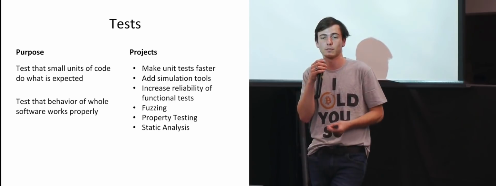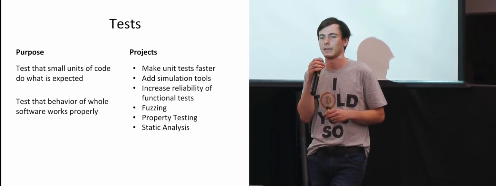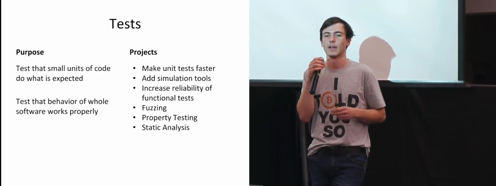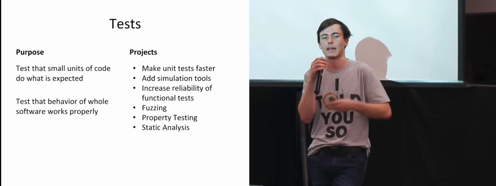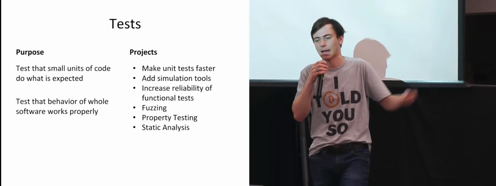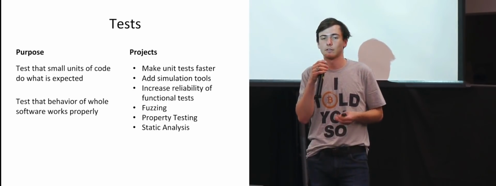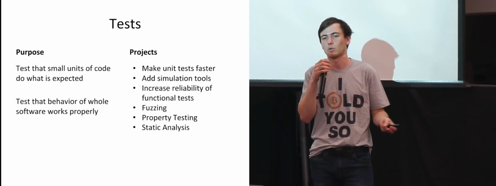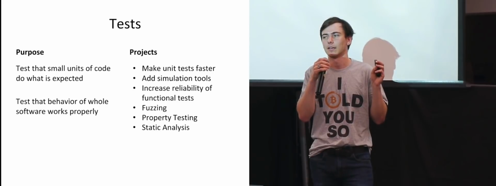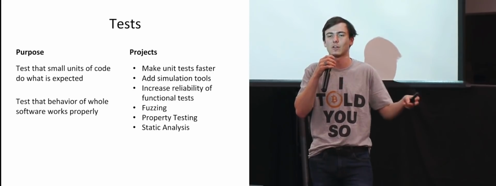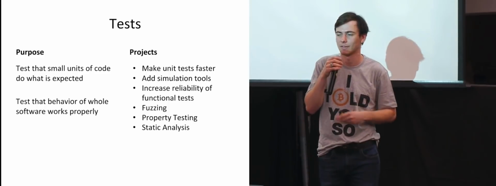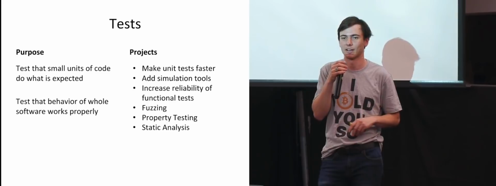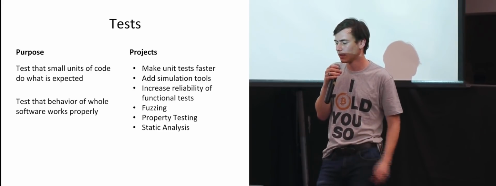Adding more simulation tools is really good. It's actually a problem that there are no good utilities for simulating over historical data in Bitcoin to say, well, I think this is an improvement, but how would it handle all the data that has happened in the past? Increasing the reliability of the functional tests. Sometimes they mysteriously fail, and making sure that the tests are themselves correct is an exercise in and of itself that you do through seeing when they fail and understanding if it's the code or the tests that are the problem.